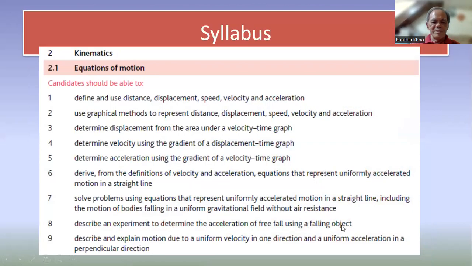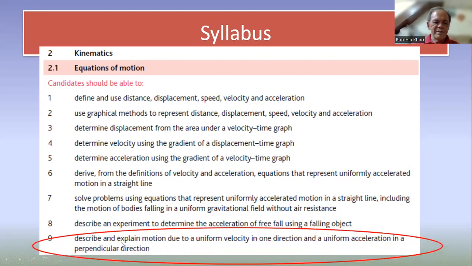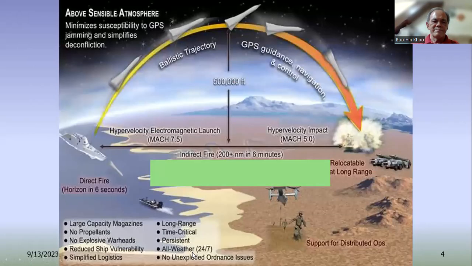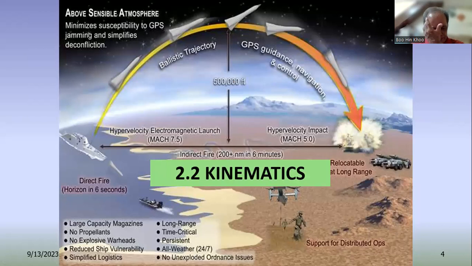If we look at our syllabus, where are we now? We are here: describe and explain motion due to uniform velocity in one direction and uniform acceleration in a perpendicular direction. So I call it 2.2 kinematics or projectile motion.